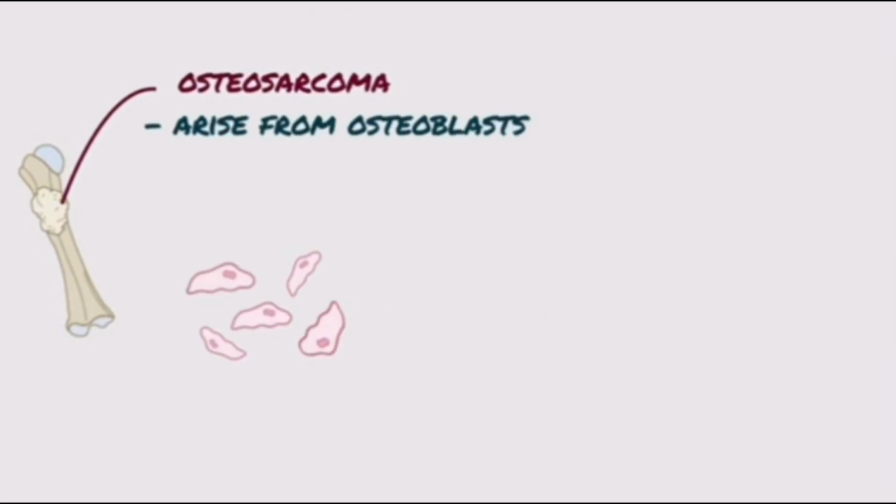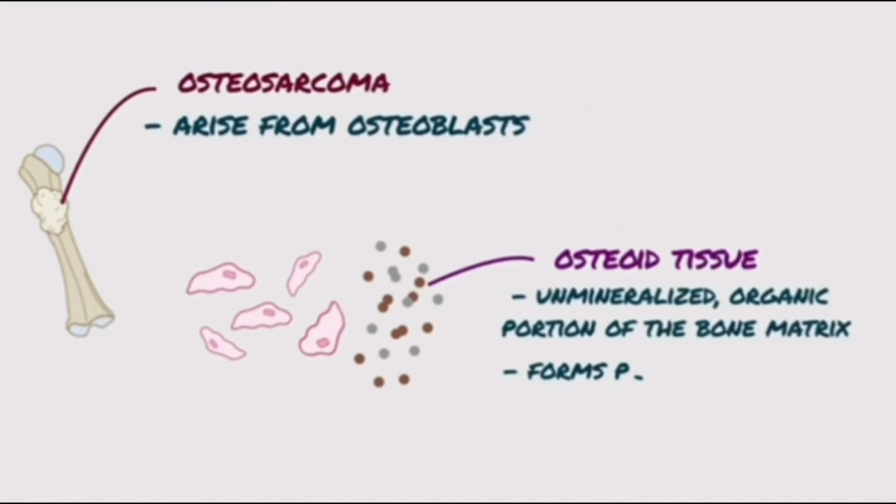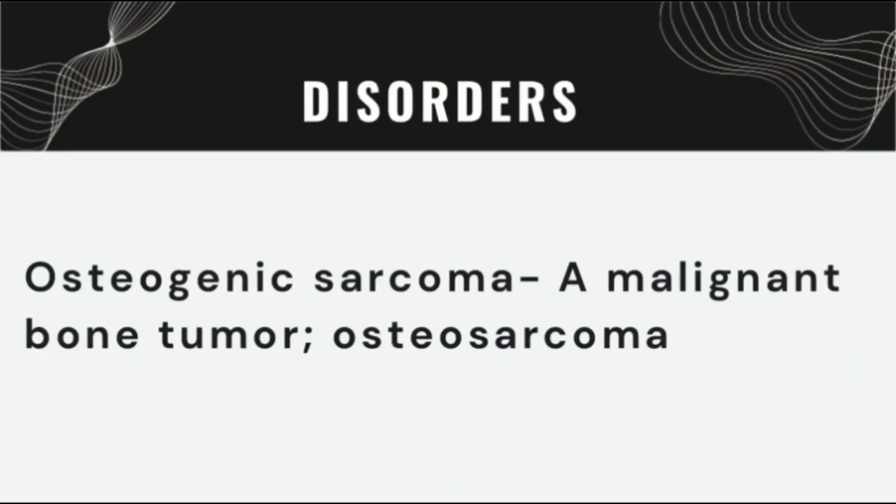And these cells produce too much osteoid tissue, which is the unmineralized organic portion of bone matrix that forms prior to the maturation of bone tissue. This is why osteosarcoma is called a bone-forming tumor. Most cancer of this type happens in children and young adults, especially teens, but osteosarcoma can develop at any age.